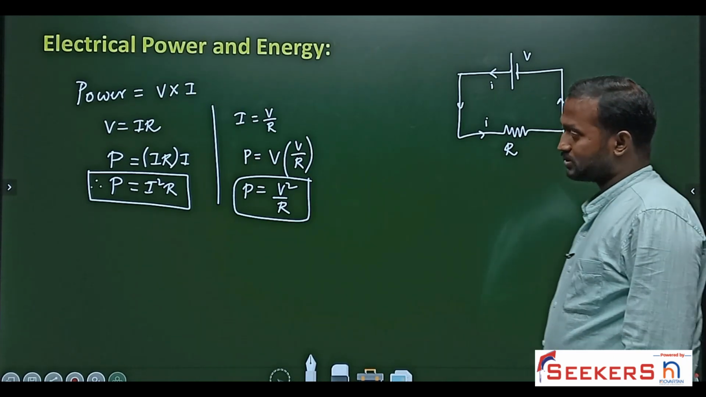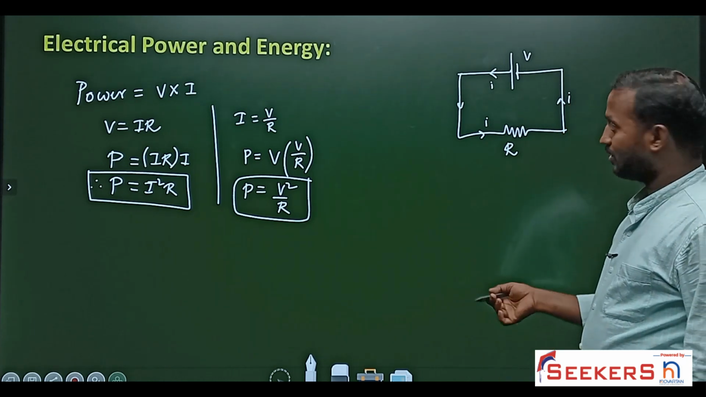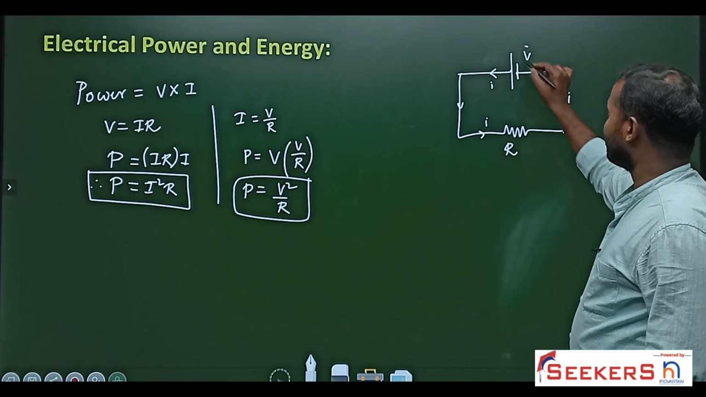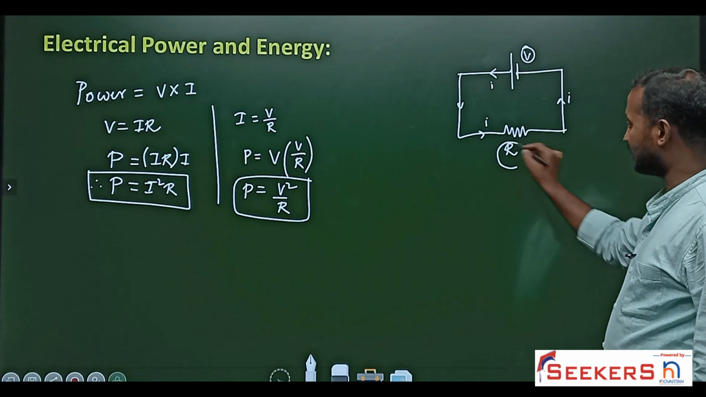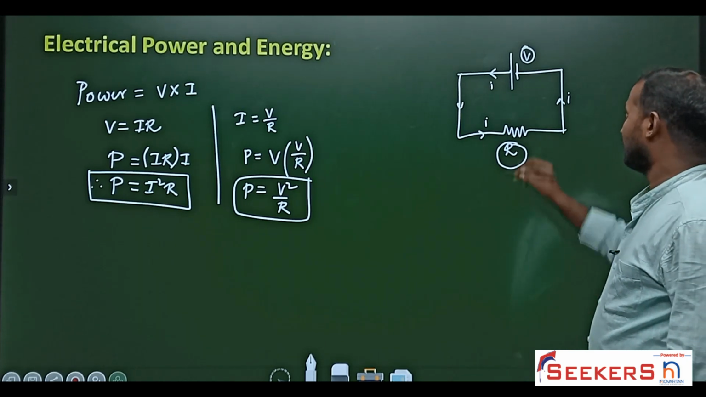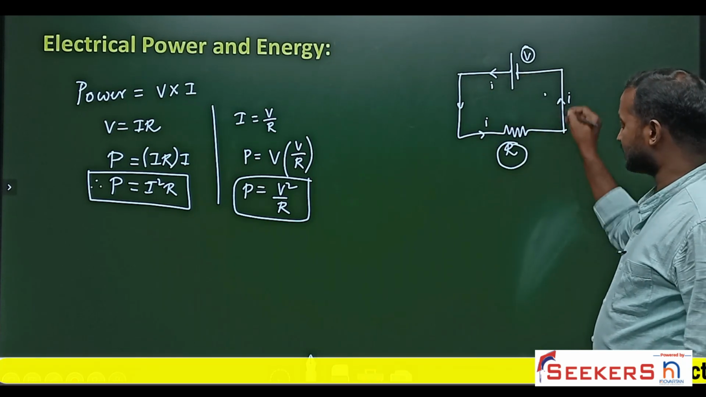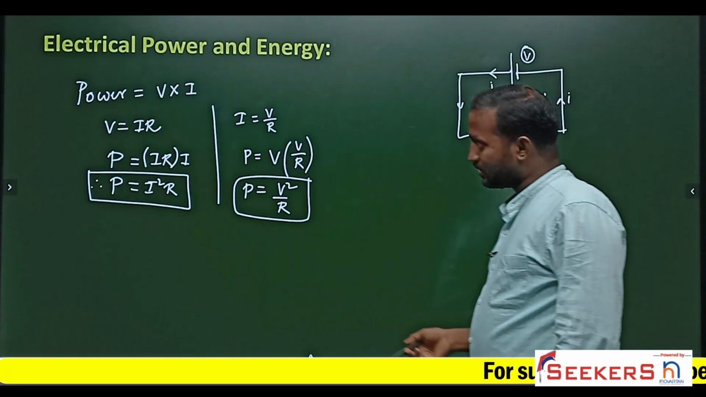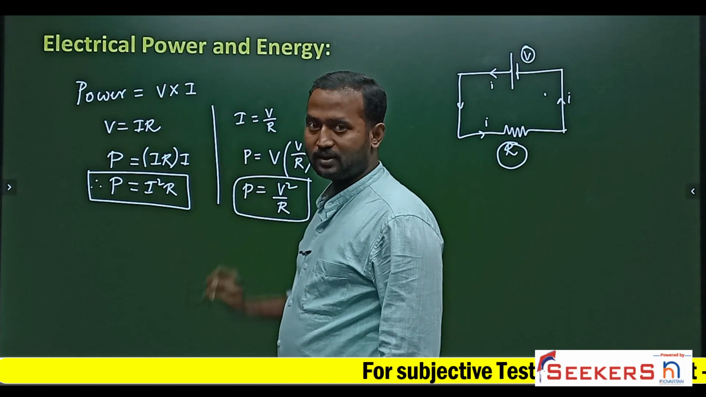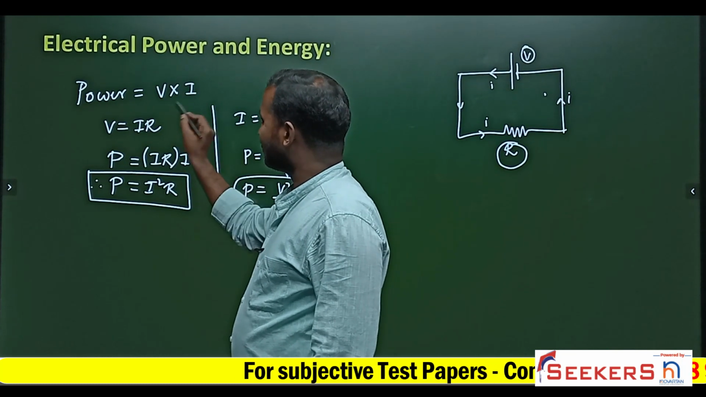Okay, let us discuss electrical power and energy now. Whenever you have a cell whose EMF is V and there is a resistor connected to it of resistance R, the cell moves the charge carriers in the circuit, the current is I, let us say. Now the power can be defined as the product of voltage and current. Now what is this voltage?